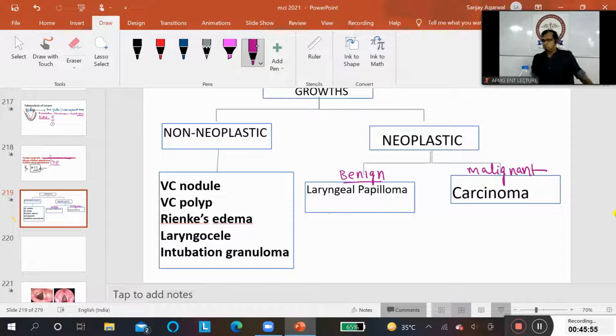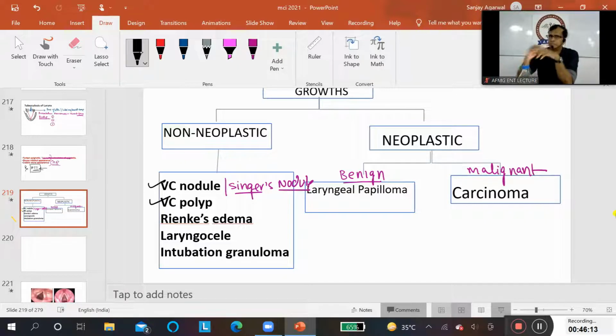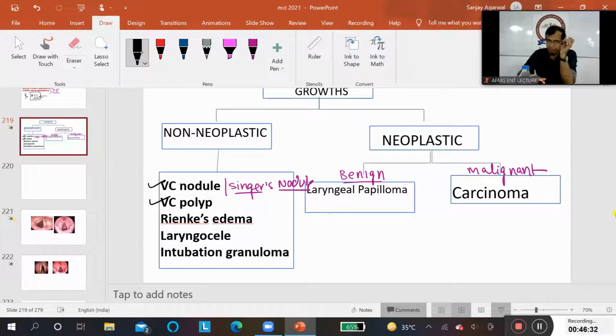We'll start with the nodule and polyp. What is nodule also called? It is called singer's nodule, because it is seen in singers. Now, nodule and polyp, we have to know 6 points about each of them. Out of the 6 points about nodule and 6 about polyp, 3 are common and 3 are differences. Therefore, once again, I make a column to compare them because it's easy.